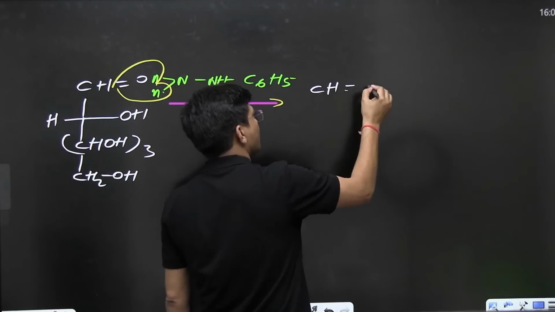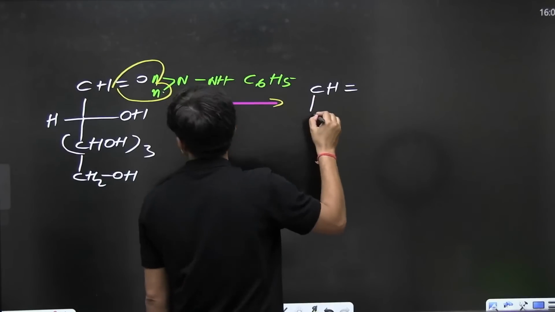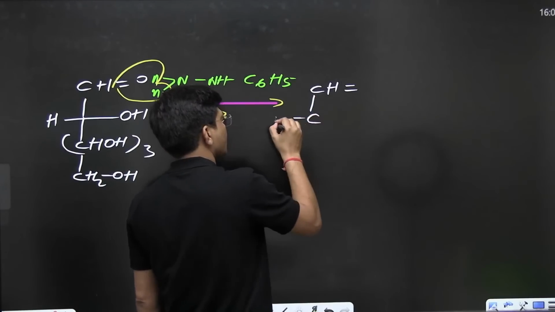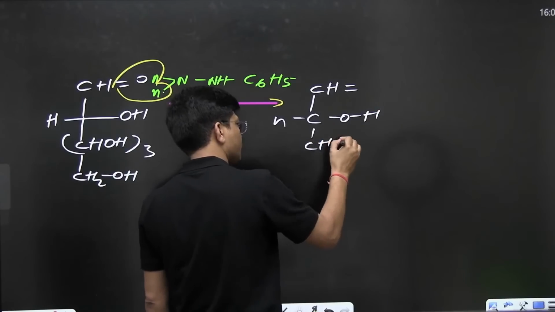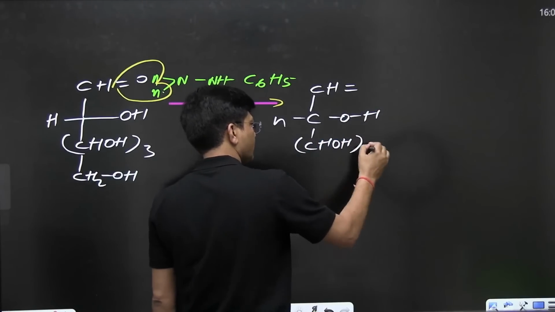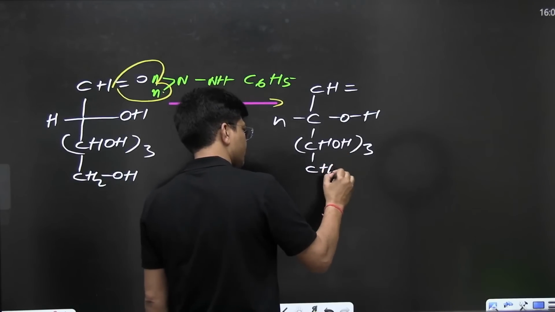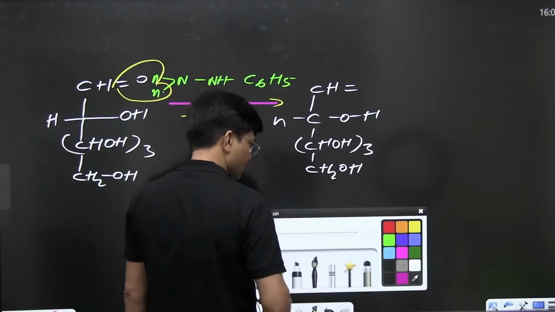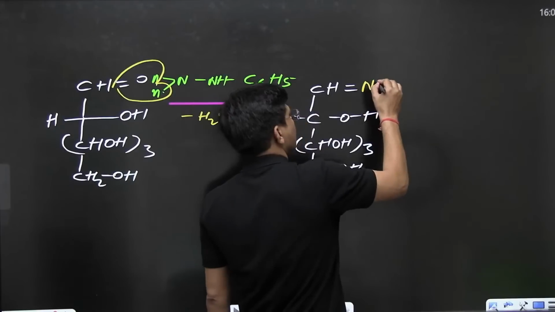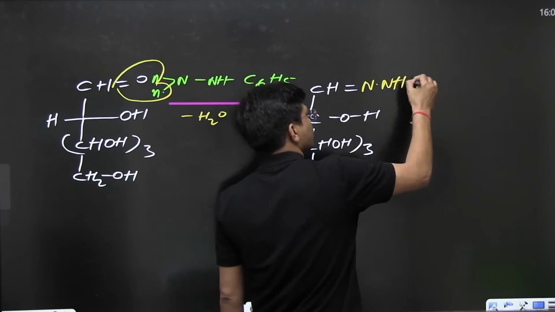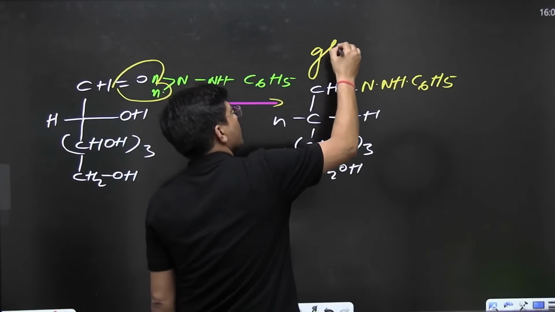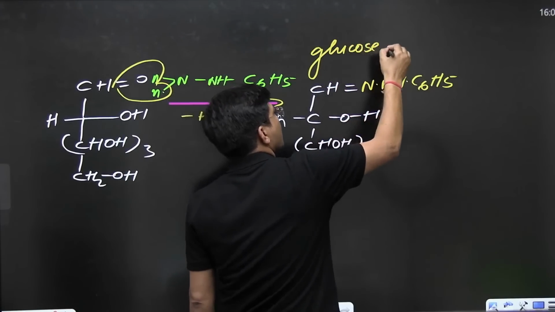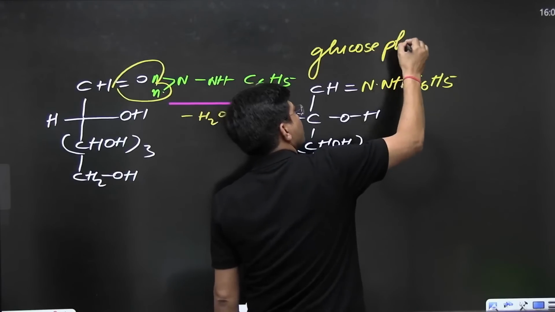CH double bond N, CHOH, CHOH whole thrice, CH2OH, NH C6H5. This is known as glucose hydrazone, glucose phenyl hydrazone.